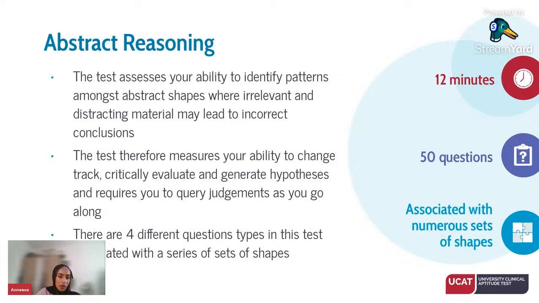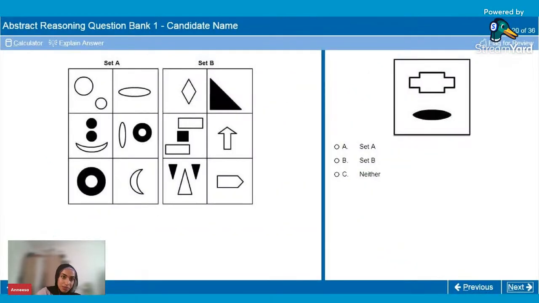And there are four different question types that you may be asked when doing your abstract reasoning section. So this is an example. You get a set of shapes on the left, and then on the right, you're given a question, and you'd have to choose if that picture on the right goes in set A, set B, or neither of them.